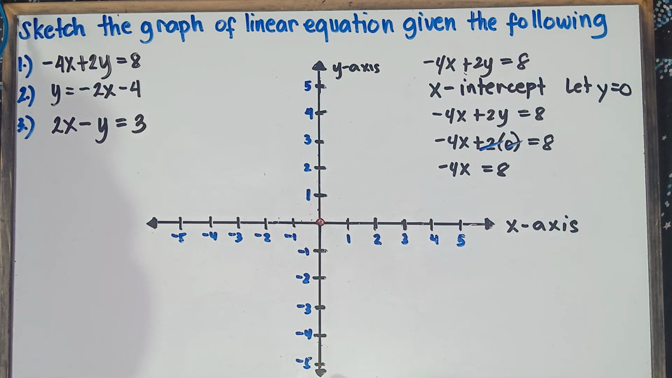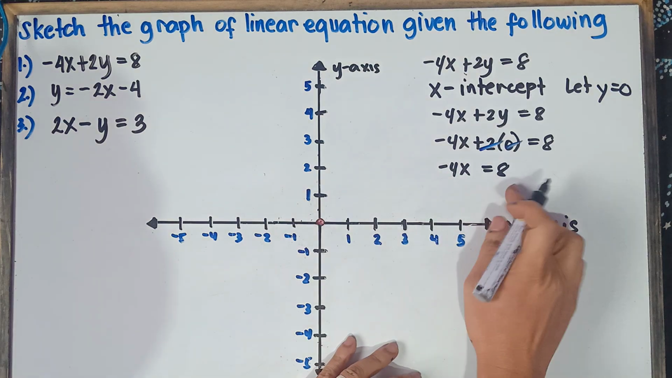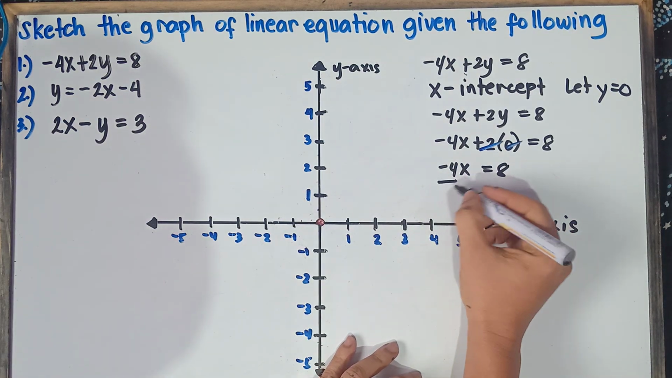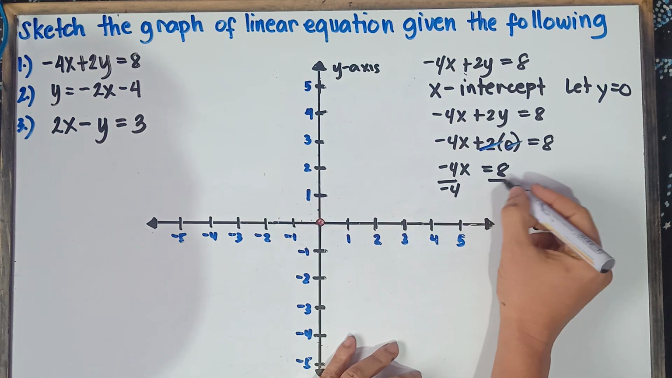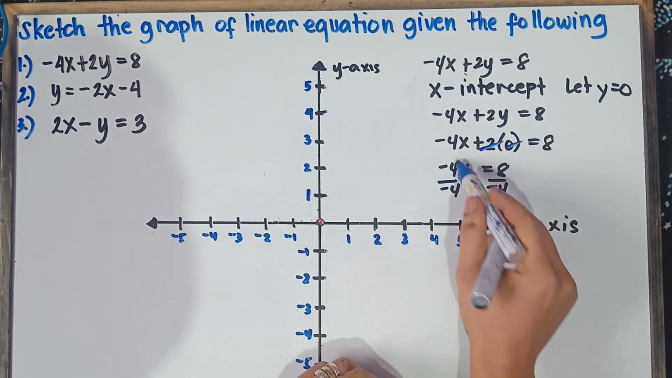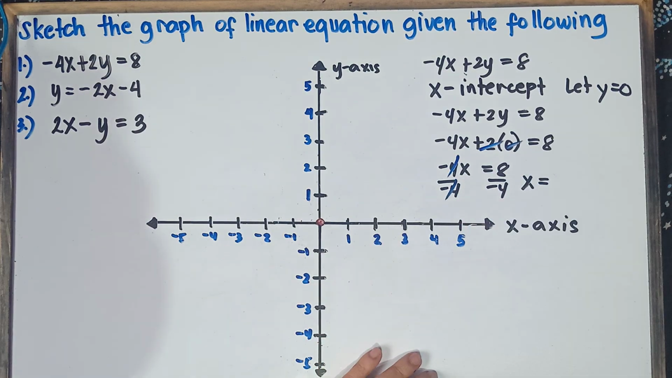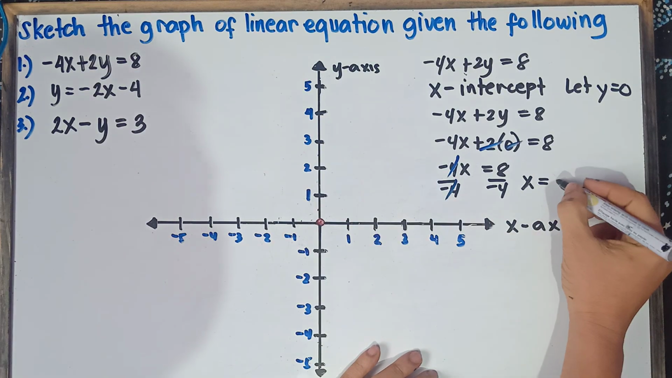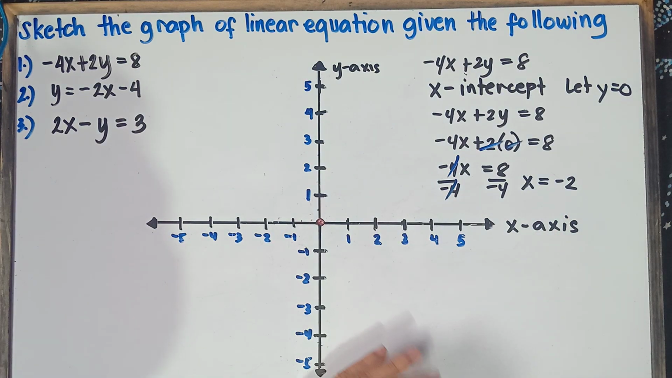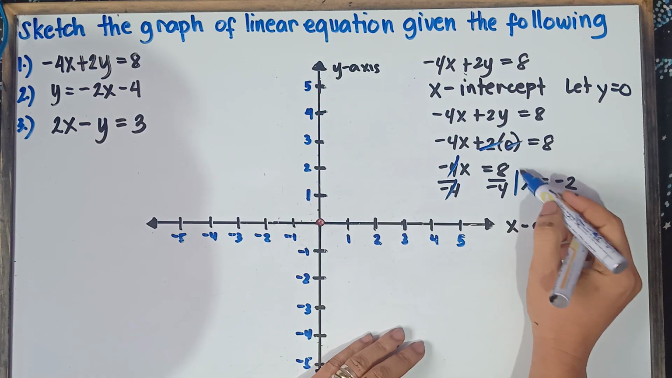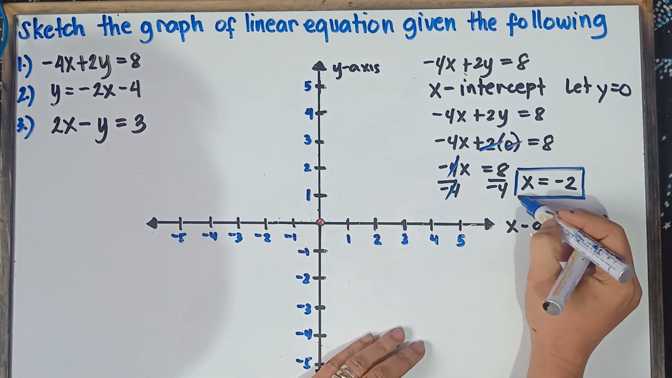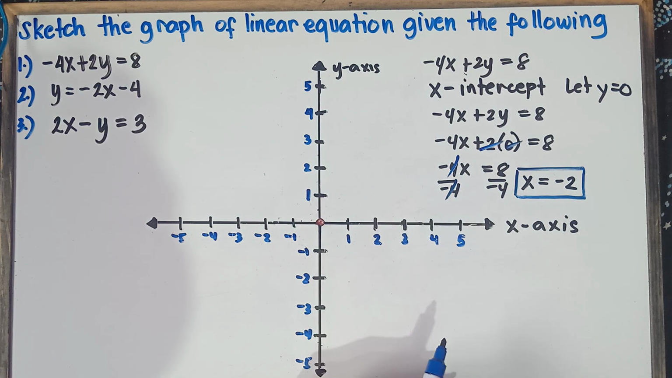And then to get the value of x, simply divide both sides by negative 4. Cancel this out, and our x is equal to 8 divided by negative 4, that would be negative 2. Therefore, the x-intercept would be negative 2.